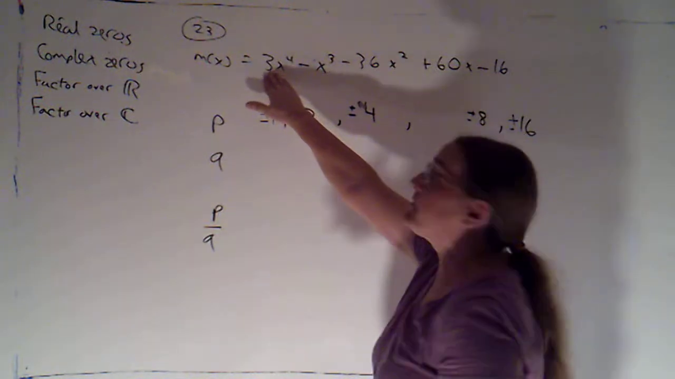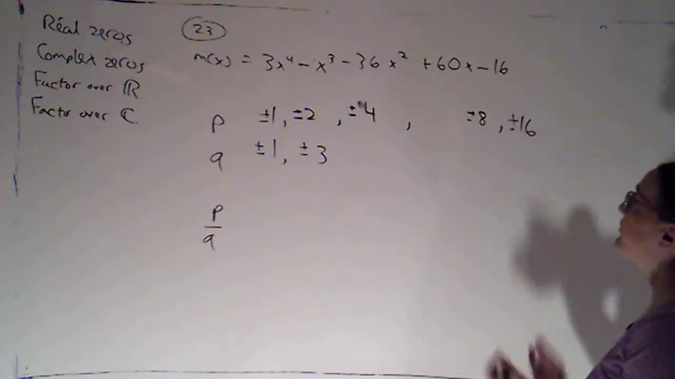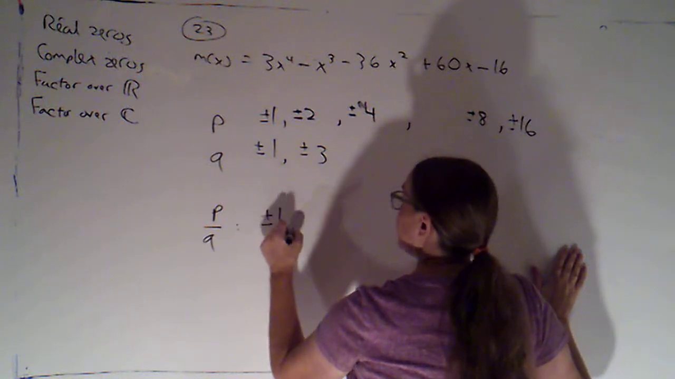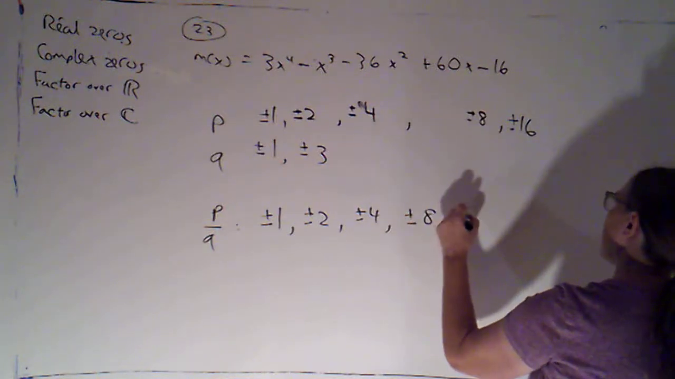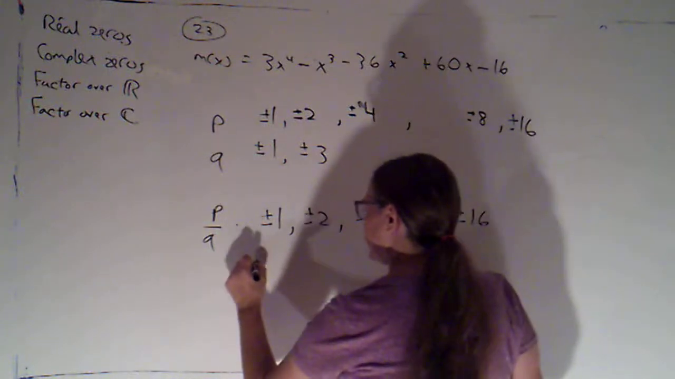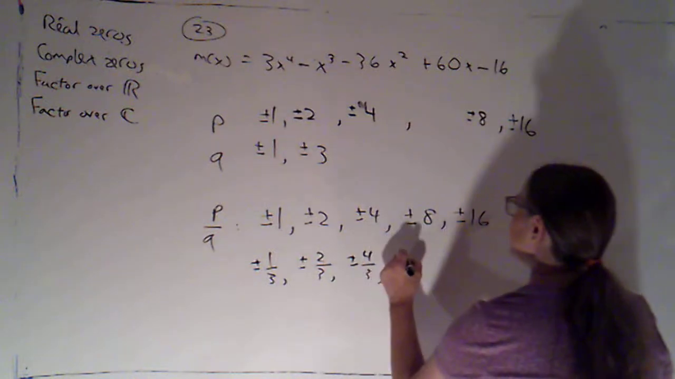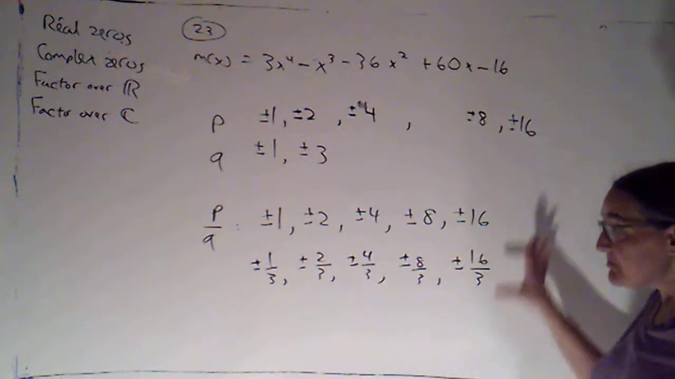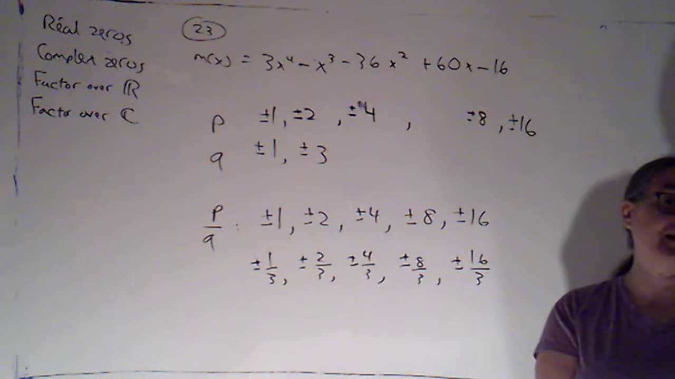Q has to be a factor of 3, so plus or minus 1 and plus or minus 3. So for p over q, the numbers over 1 are just going to give me exactly what I have for p. So plus or minus 1, plus or minus 2, plus or minus 4, plus or minus 8, and plus or minus 16. And then I also have to list all of those over 3. So plus or minus 1/3, plus or minus 2/3, plus or minus 4/3, plus or minus 8/3, and plus or minus 16/3. It's a kind of long list. And unfortunately, none of these fractions reduced to give me things that were already on the list.